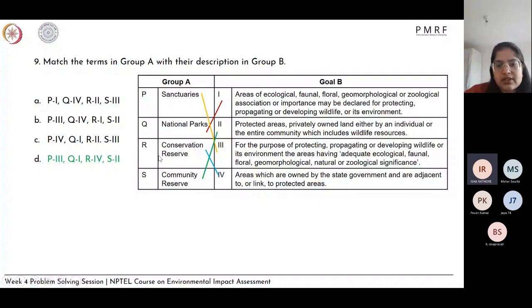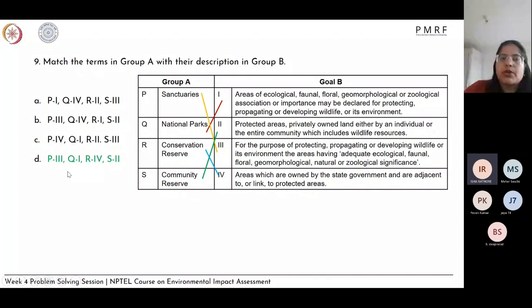Then conservation reserves are areas which are owned by the state government and are adjacent to or linked to protected areas. We discussed this in the highlights. So R matches with 4. And community reserves are protected areas, privately owned land, either by an individual or the entire community, which includes wildlife resources. So S matches with 2. So the correct answer was D, which you guys guessed. So P matches with 3, Q matches with 1, R matches with 4, and S matches with 2.